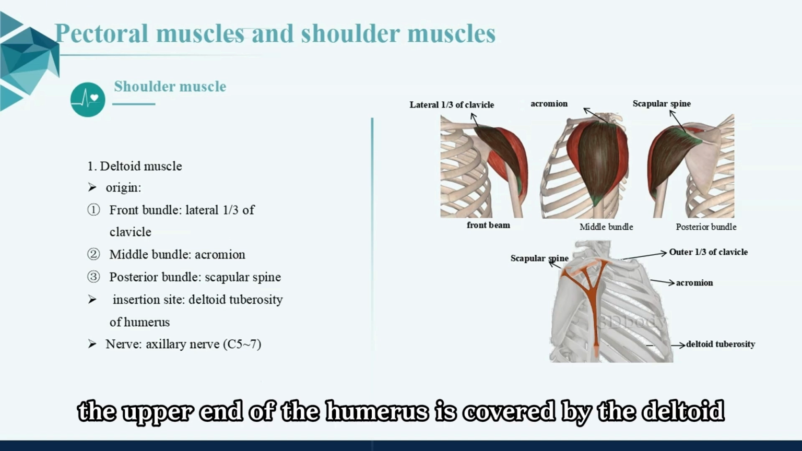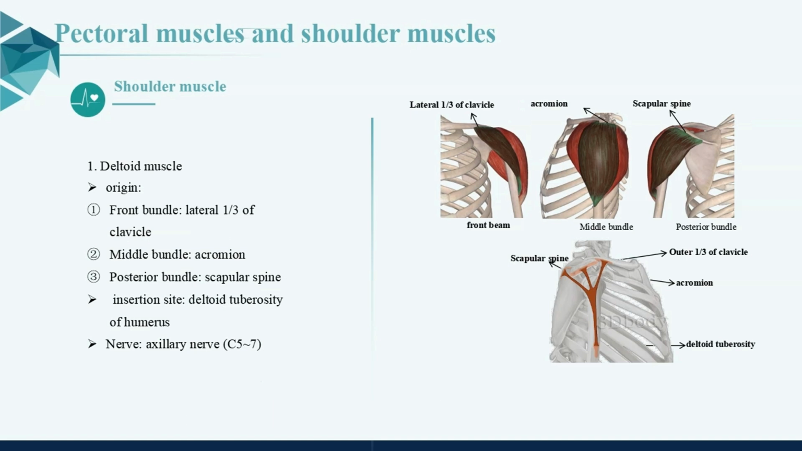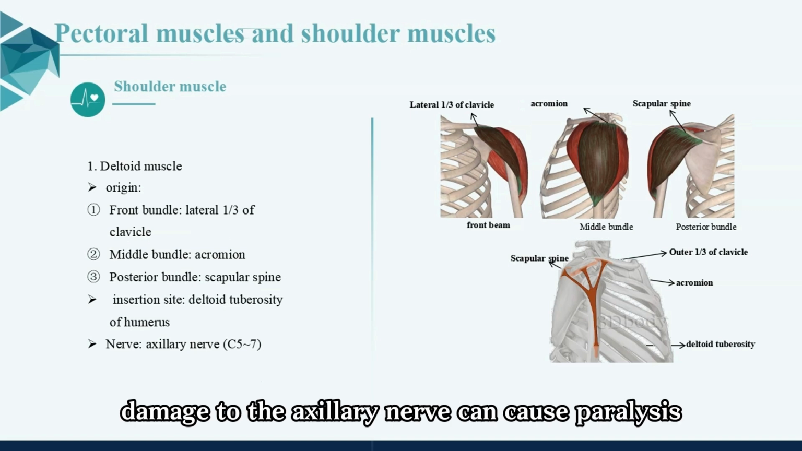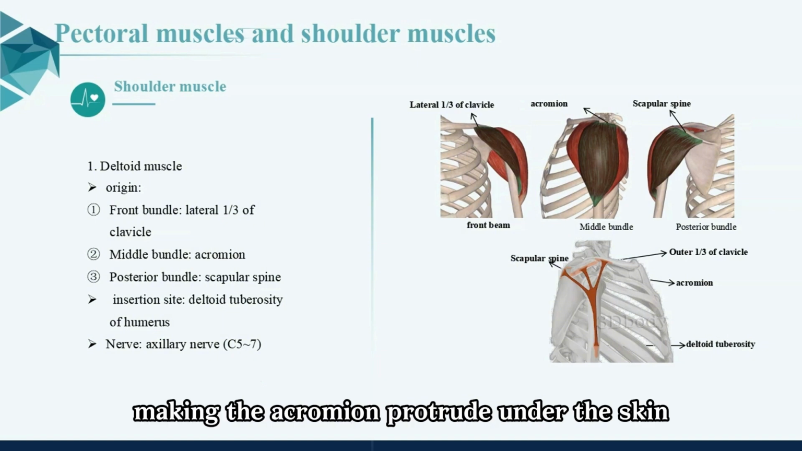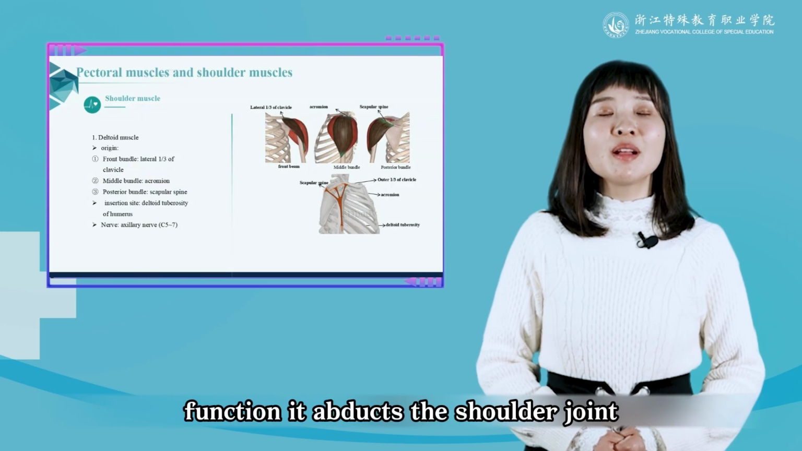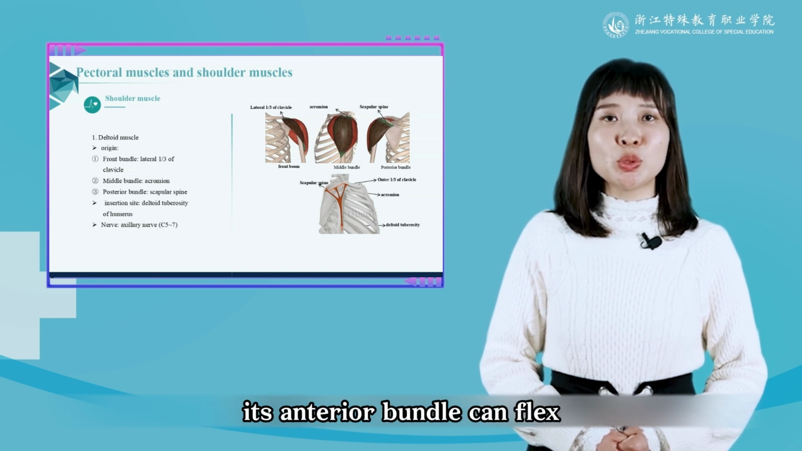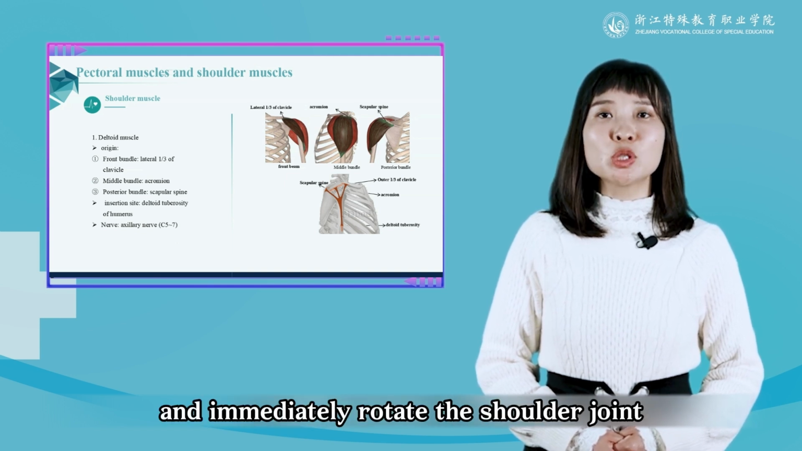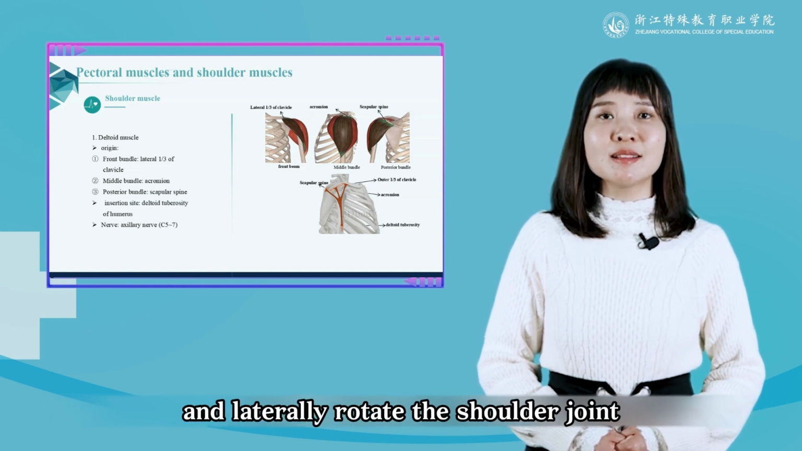The upper end of the humerus is covered by the deltoid, giving the shoulder a rounded shape. Damage to the axillary nerve can cause paralysis and atrophy of this muscle, making the acromion protrude under the skin. Function: it abducts the shoulder joint. Its anterior bundle can flex and medially rotate the shoulder joint. Its posterior bundle can extend and laterally rotate the shoulder joint.